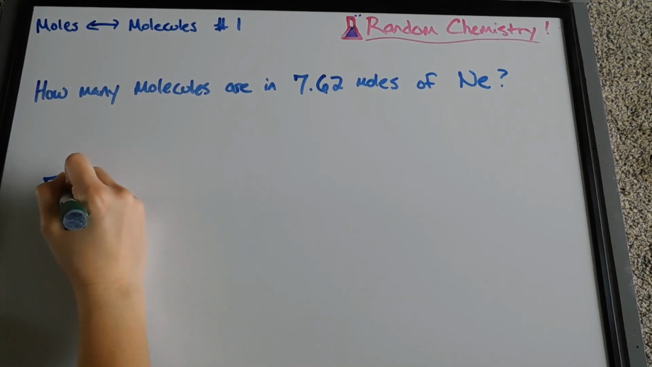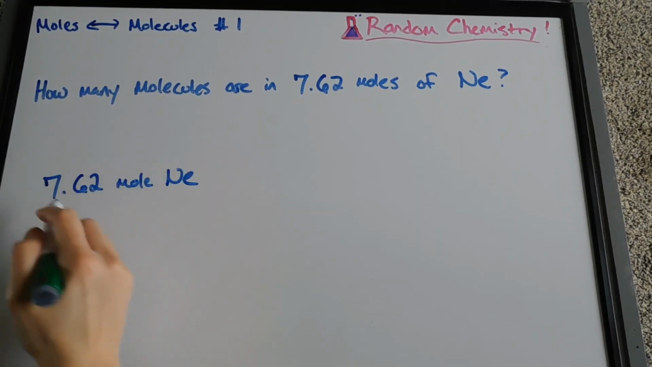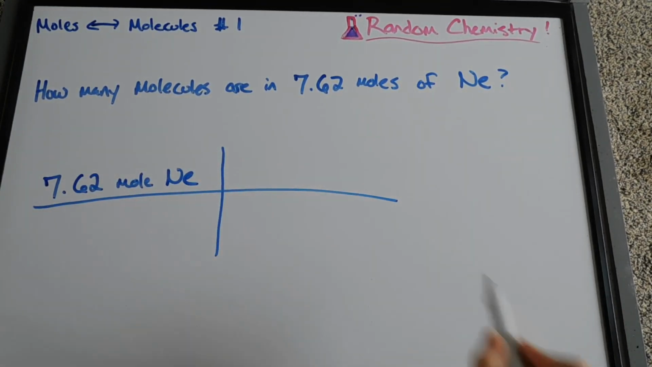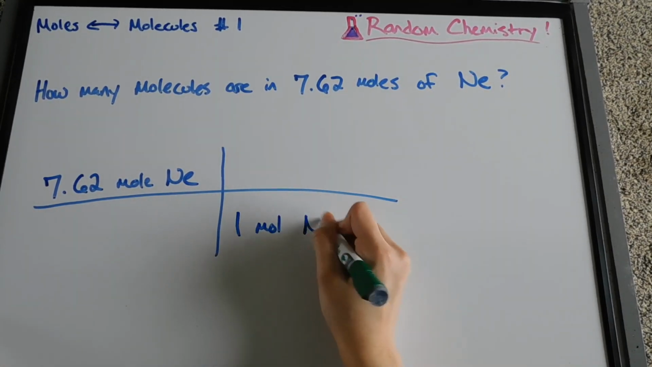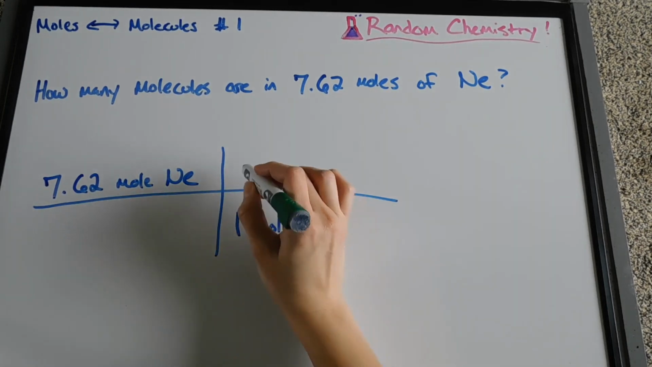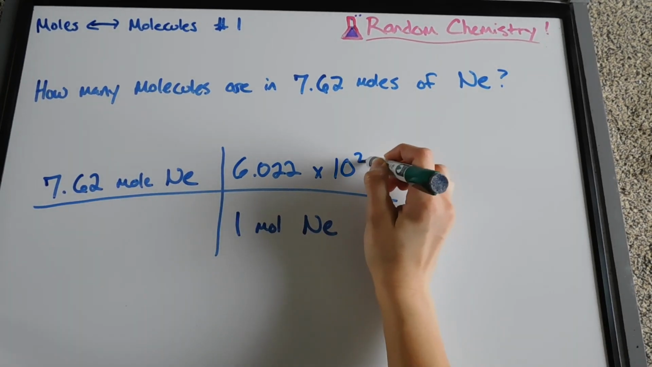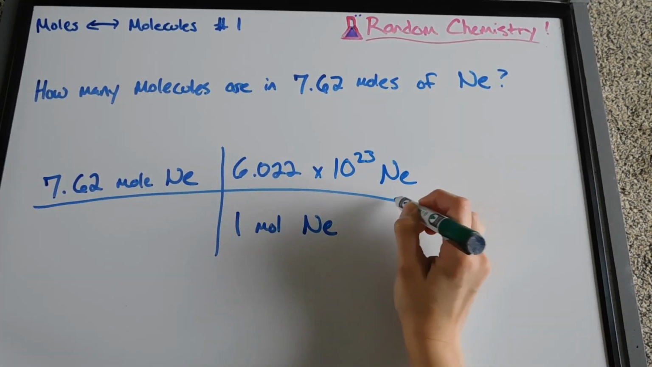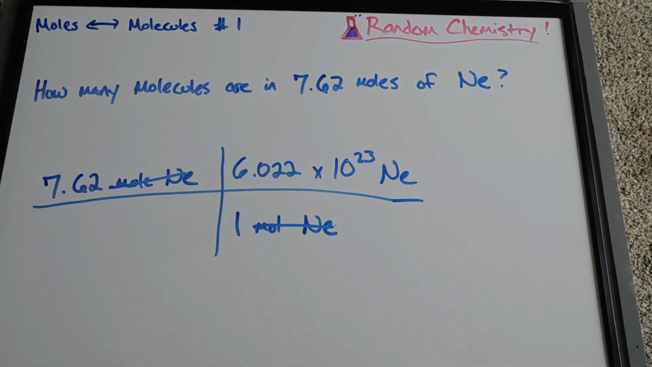So start with what we're given, 7.62 moles of neon. And I'm going to use Avogadro's number, which tells us for every mole is 6.022 times 10 to the 23rd power. So if I have moles up top here, I want moles on bottom. So for every 1 mole of neon, it contains 6.022 times 10 to the 23rd particles or molecules of neon. So moles cancel out, and I'm left with the molecules of neon.